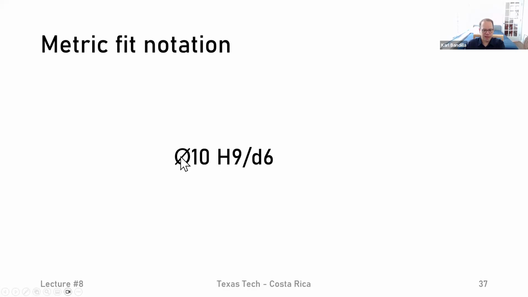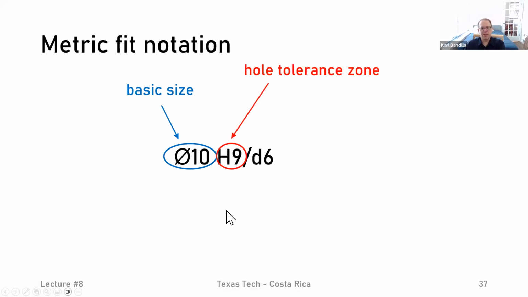H9-D6. And of course, everything in here means something, right? So the easy one is the first one. That's just the basic size, so that's going to be the basic size of 10 millimeters in this case. Everything here is millimeters. Now, the next two that we see, we call the hole tolerance zone and the shaft tolerance zone. It's always going to be hole, shaft, hole, shaft.